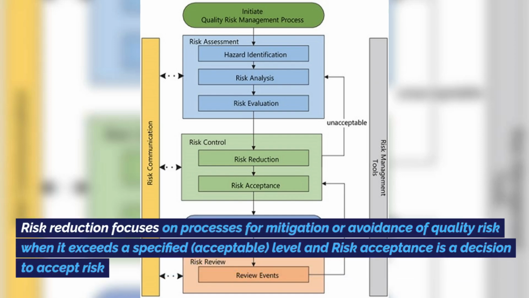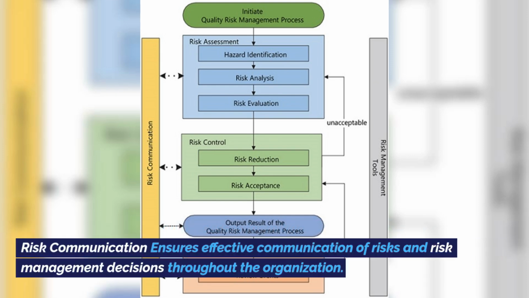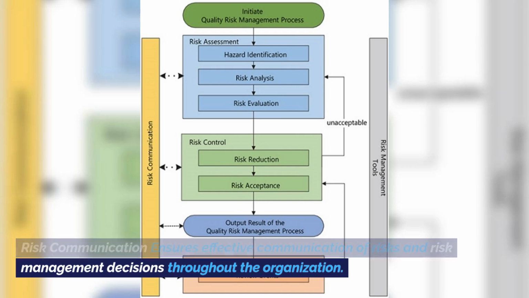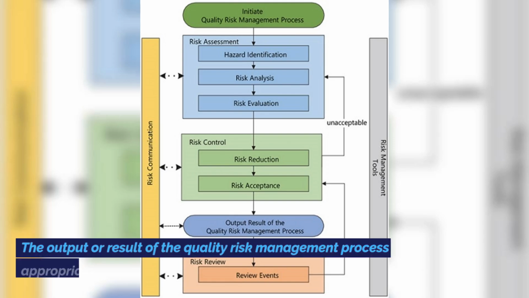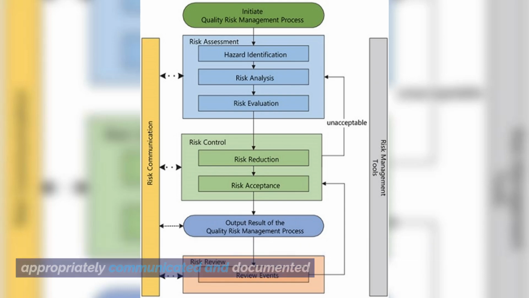Risk reduction focuses on processes for mitigation or avoidance of quality risk when it exceeds a specified, acceptable level, and risk acceptance is a decision to accept risk. Risk communication ensures effective communication of risks and risk management decisions throughout the organization. The output or result of the quality risk management process should be appropriately communicated and documented.